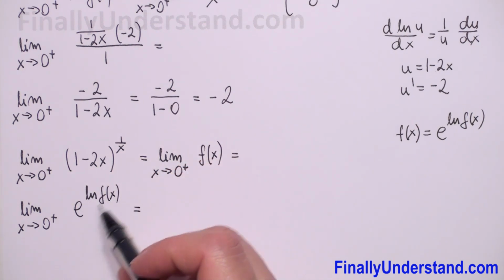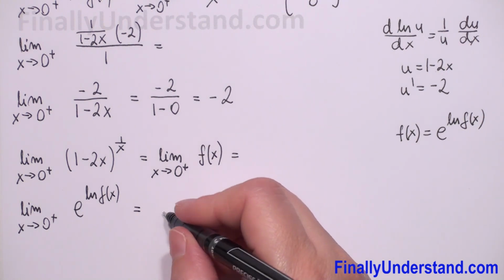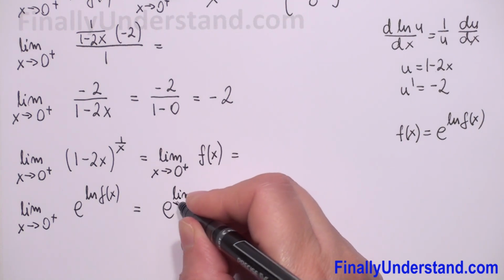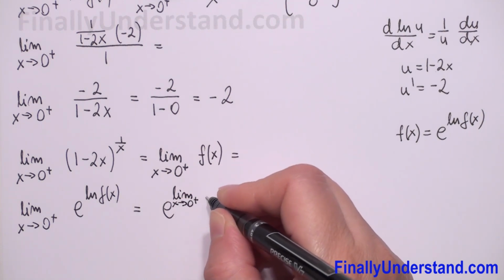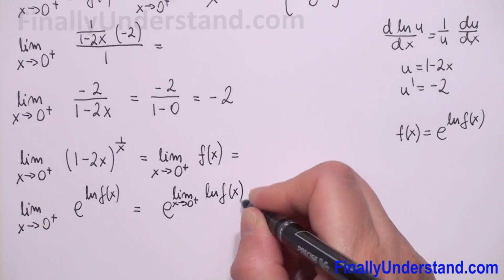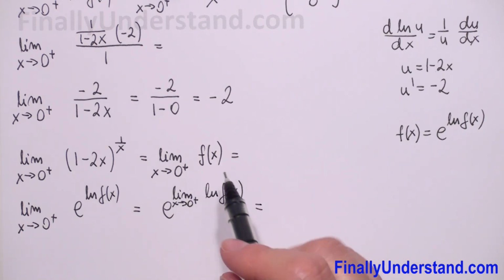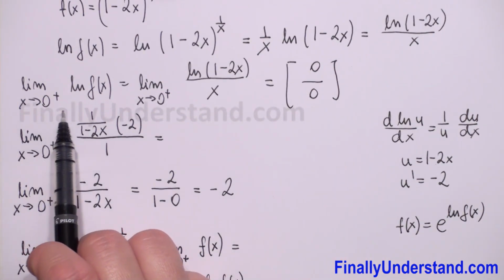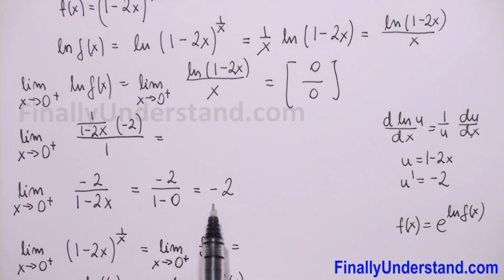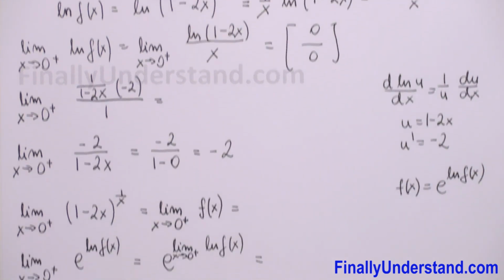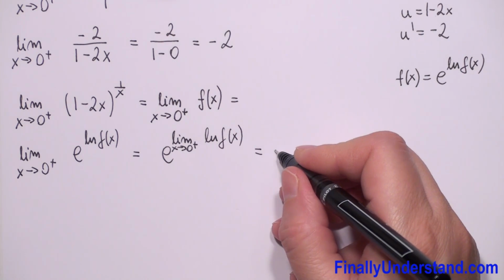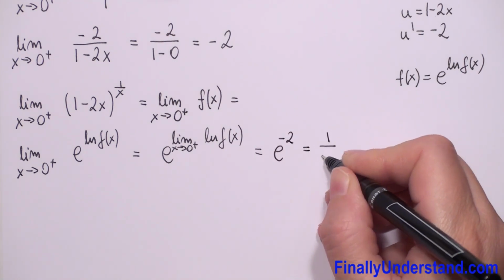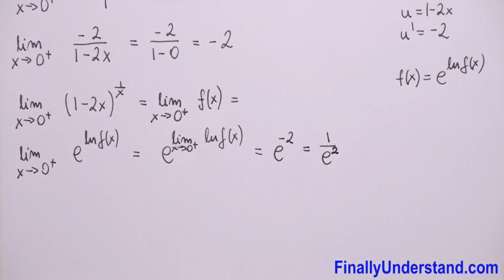From properties of limits, we can write that this is equal to e to the power of the limit as x approaches 0 from right of natural logarithm of f of x. We just found this limit. The limit as x approaches 0 of natural logarithm of f of x is equal to -2. So we have e to the power -2. This is equal to 1 over e squared. This is my solution.